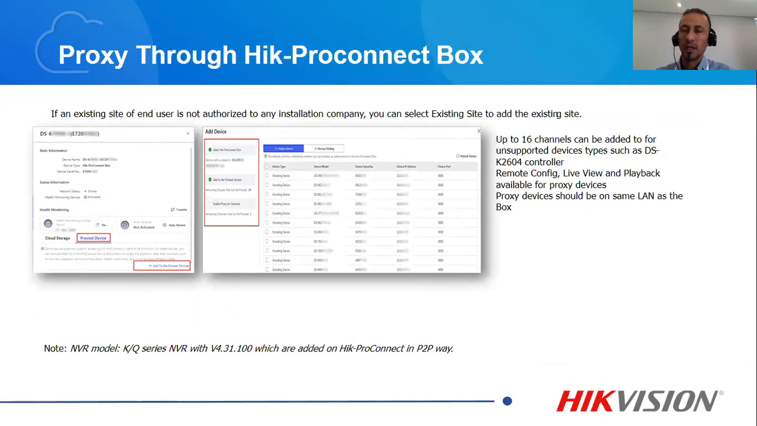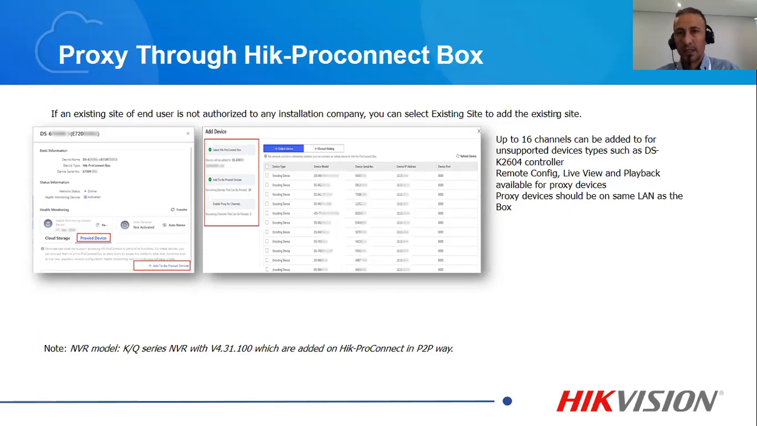Because HIK Pro Connect works on a higher software version, certain devices are not physically compatible. For example, your K2604. The K2604 is the controller that you use, it's a door controller. So these devices are not physically able to be added directly under your device management, right?